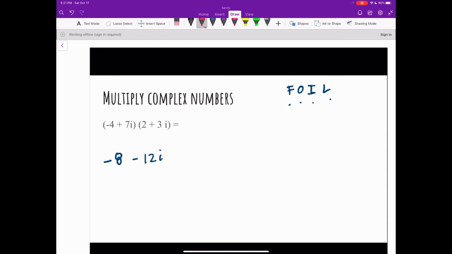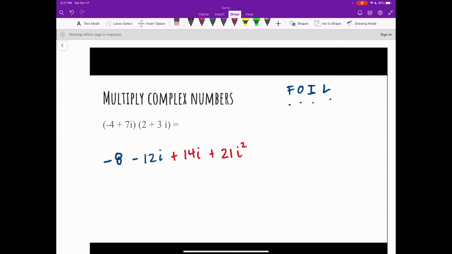All right, now I'm going to look at multiplying the 7i by the 2i, which is going to be a positive 14i. And then the 7i by the 3i is going to be plus 21i squared. Since I'm taking i and multiplying it by itself, it's 7i times 3i. It's going to be 21i squared, all right? So what is that going to look like if we start to simplify this down?